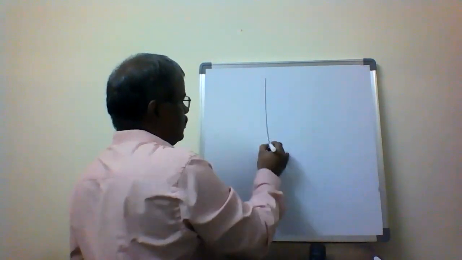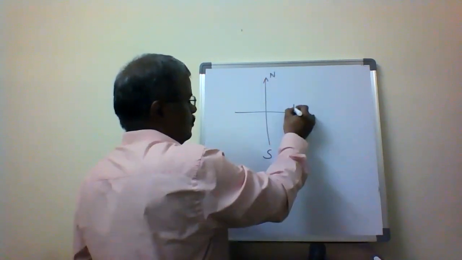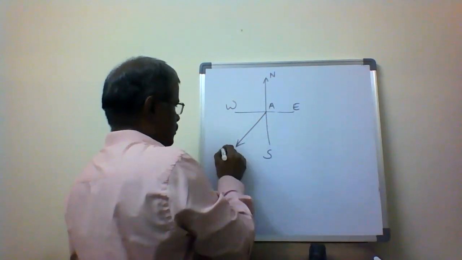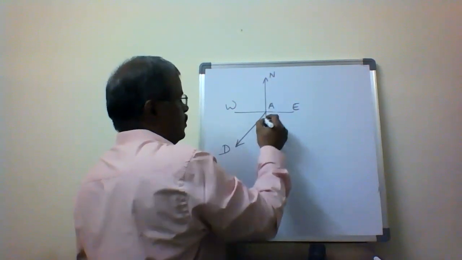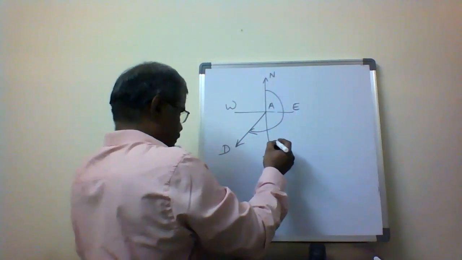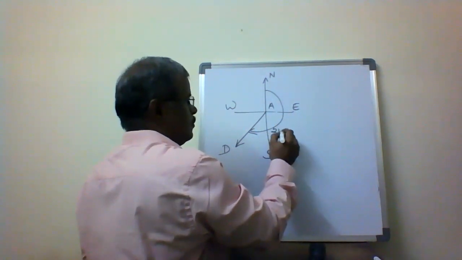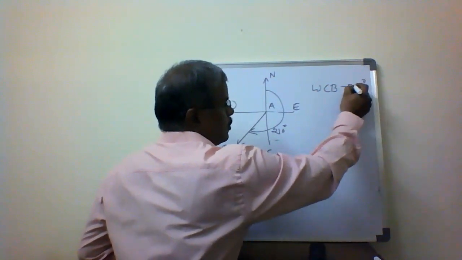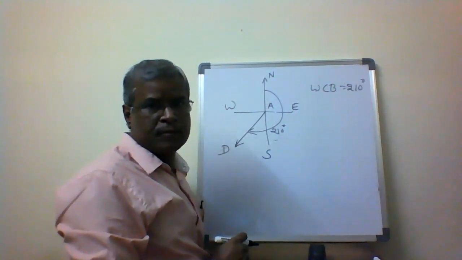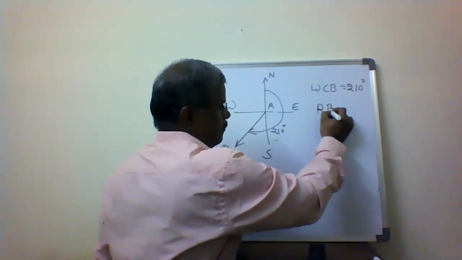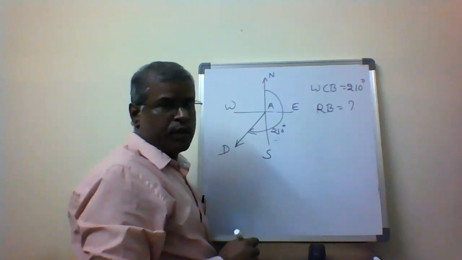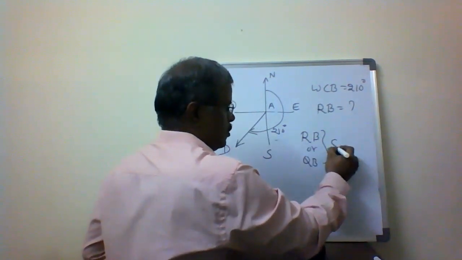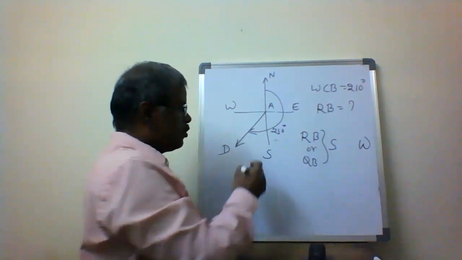Then if it is in the third quadrant, now my whole circle bearing is 210 degrees. What is my reduced bearing? The reduced bearing, or quadrantal bearing, is always south west, south to west. In the third quadrant, it is always measured from south to west.